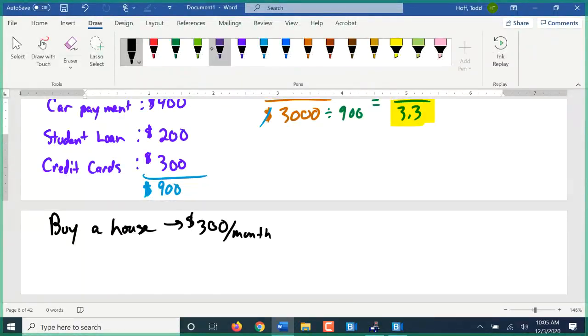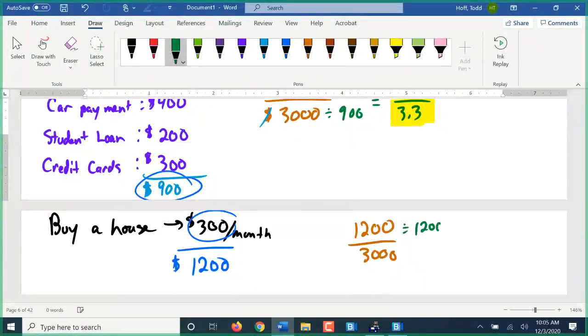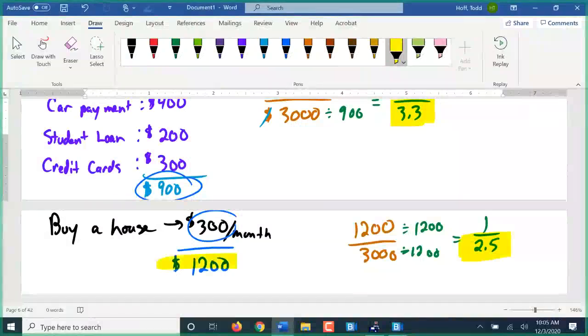Well, your total debt, $900 plus $300, is now $1,200 a month. If we set up that ratio, $1,200 over $3,000, again, we're going to divide by the top number. 1,200 divided by 1,200 is 1. 3,000 divided by 1,200 is 2.5. This is not bigger than 3. If the bottom number gets smaller than 3, they're going to say you can't afford this loan because that's going to put your debt to income ratio over where it should be.